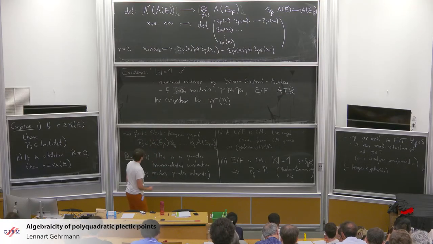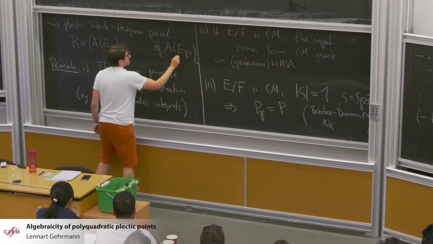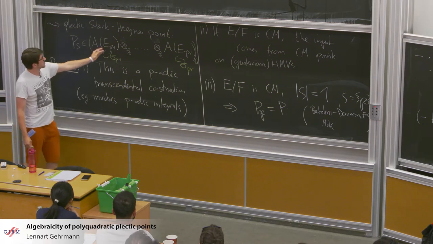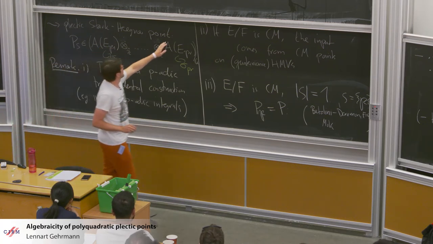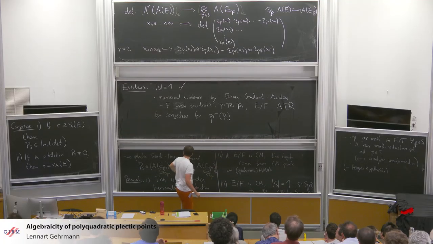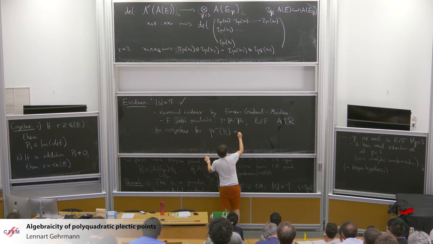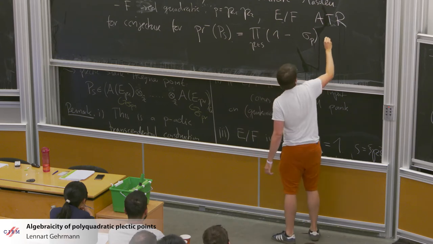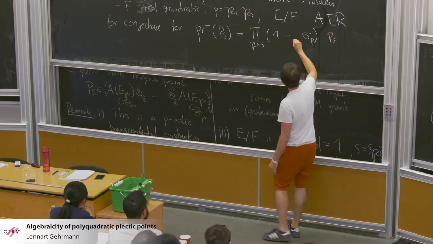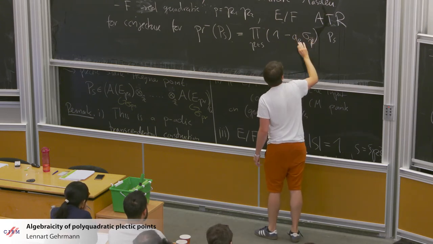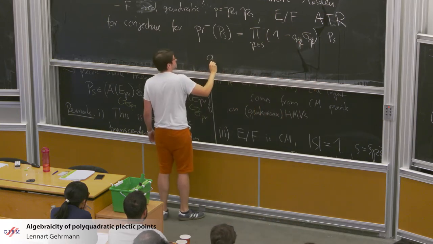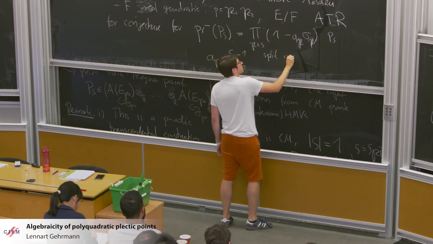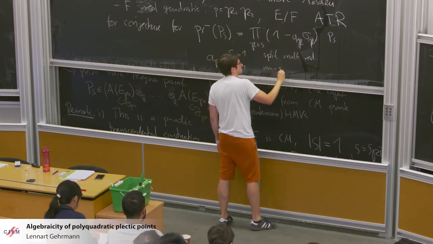So you have a Frobenius action on all of these local components, so a partial Frobenius action on these components. And the minus projection is: you want to project onto the minus part for each of these Frobenius actions. So you take the product over P in S of 1 minus the Frobenius, times our point P_S. But this is not exactly true, so we have to introduce this constant A_P. This is just plus 1 in the case of split multiplicative reduction, and minus 1 in the case of non-split multiplicative reduction.